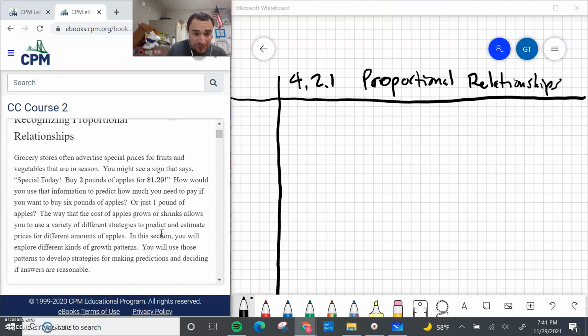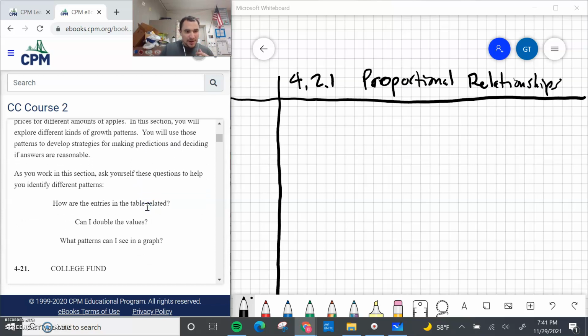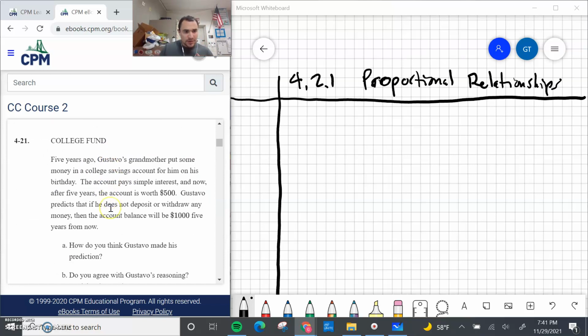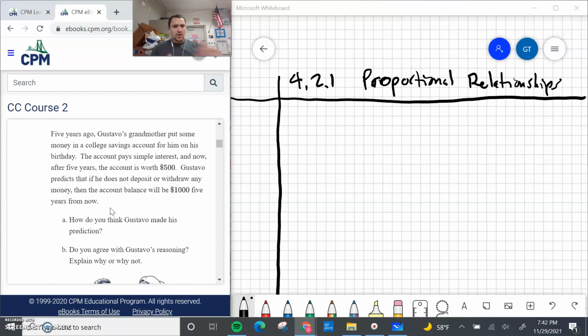So what we're going to do is we are going to go ahead and take a look at our problem, 4.2.1. And we're just going to talk about this problem real quick. Going to write that there. You can also write it over here if you'd like. That's fine. We had this problem 5 years ago.